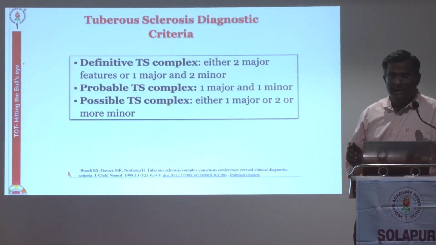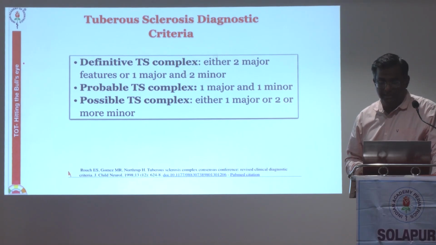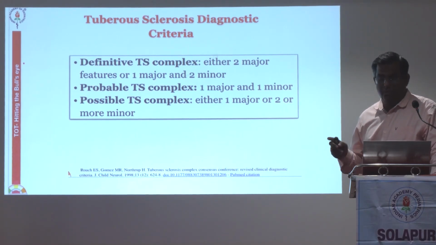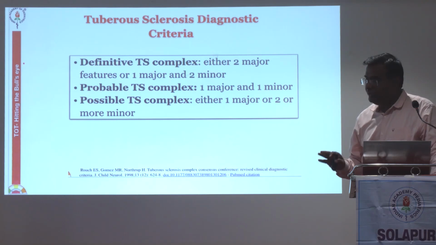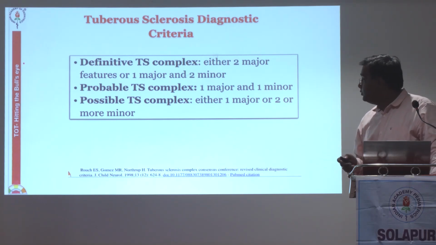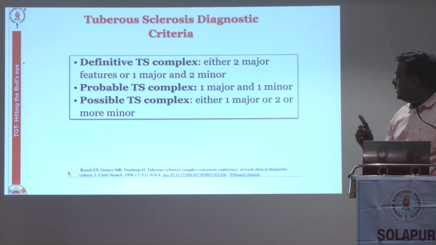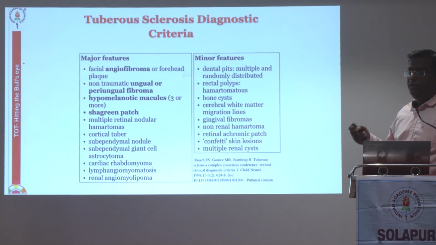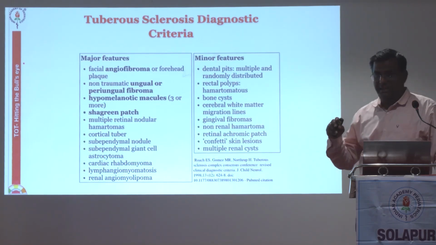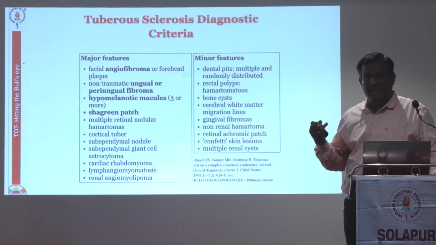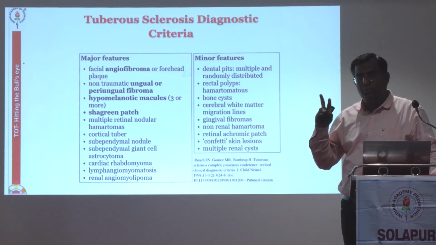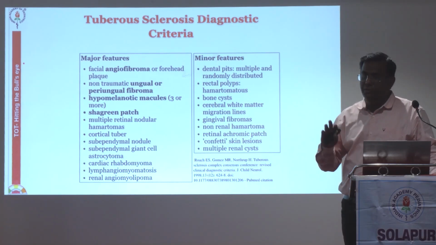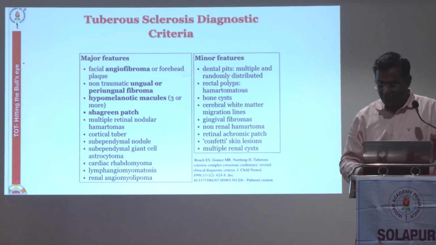So what are the diagnostic criteria for tuberous sclerosis complex? It is either two major features, or one major and two minor, that is definitive tuberous sclerosis. Possible tuberous sclerosis complex is one major and one minor, or either one major or two or more minor clinical features. This is the list of major and minor features, but if you get at least two major features, which is the most common, that is ash leaf macules, Shagreen patch, angiofibroma. If you get two major clinical neurocutaneous markers, you can make the diagnosis of tuberous sclerosis complex.